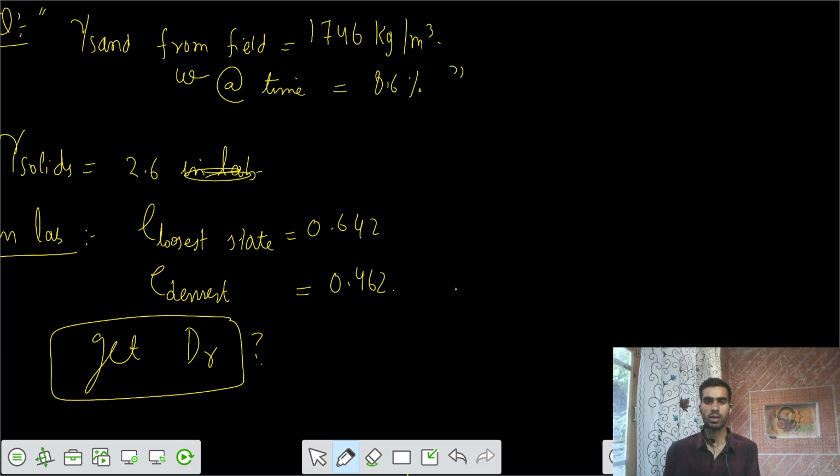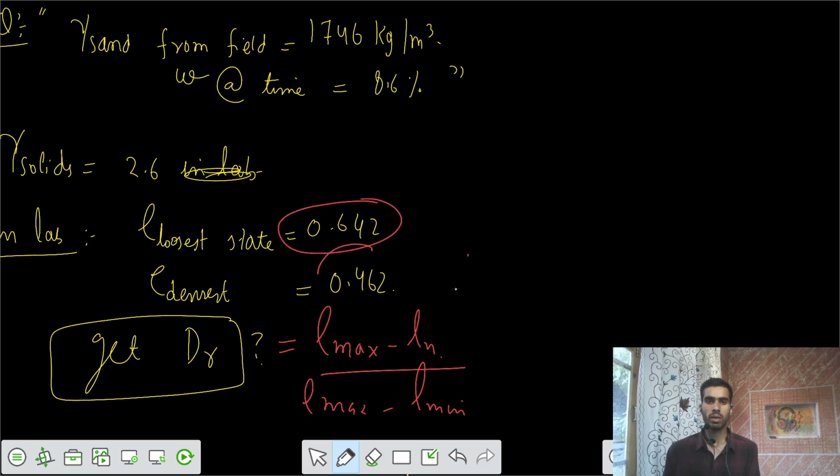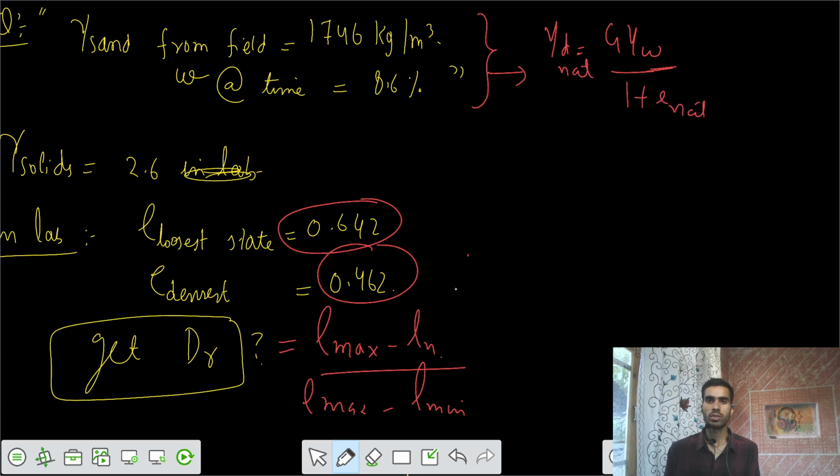What is the relation? That's e max minus e natural divided by e max minus e minimum. So our e max is there, e minimum is there. E natural we have to calculate from this part. Can you calculate e natural? G gamma W by 1 plus e. So from that we can calculate e natural.